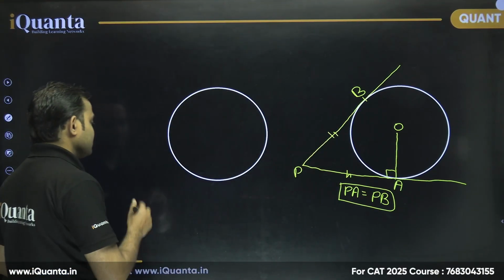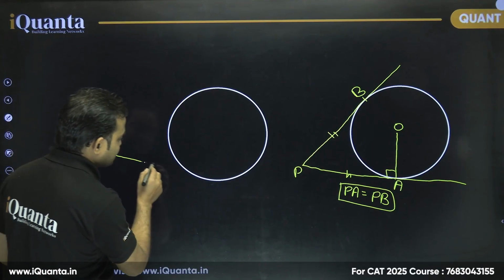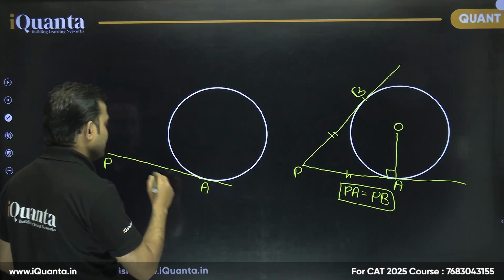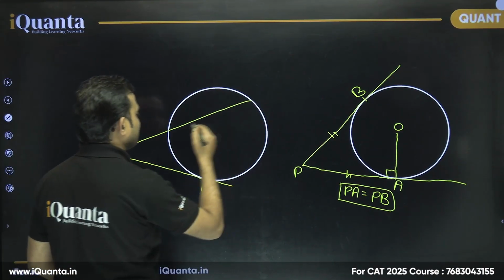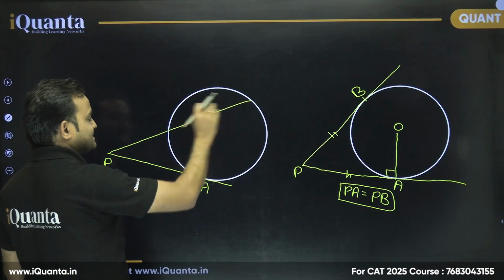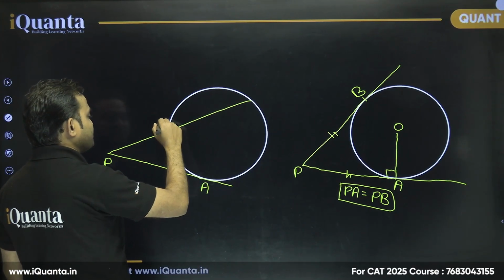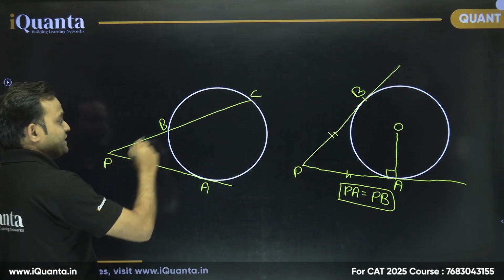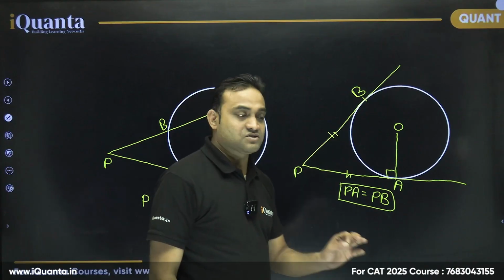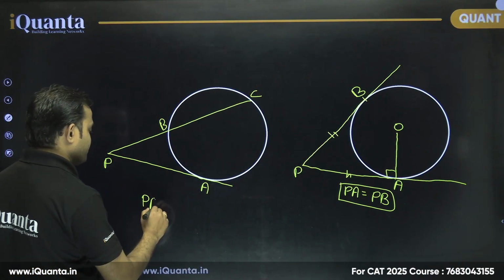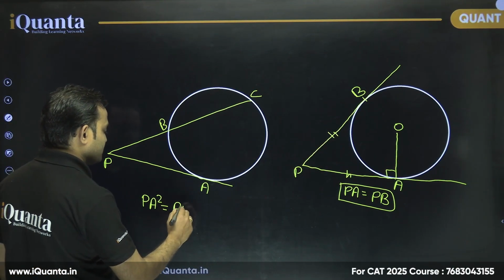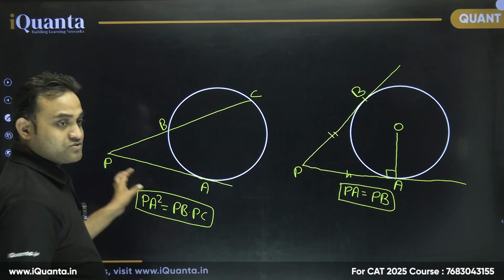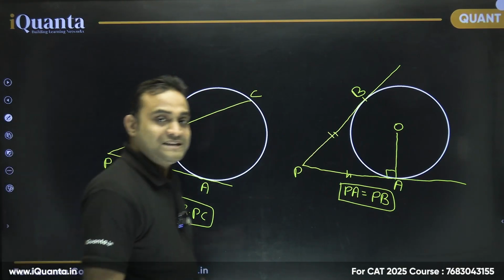Apart from this, there is another relation regarding tangents. Say this is PA, and let's draw a line which intersects the circle. So this point is B, and this point is C. PC is known as the secant of this circle, and we can say PA square will be equal to PB into PC.